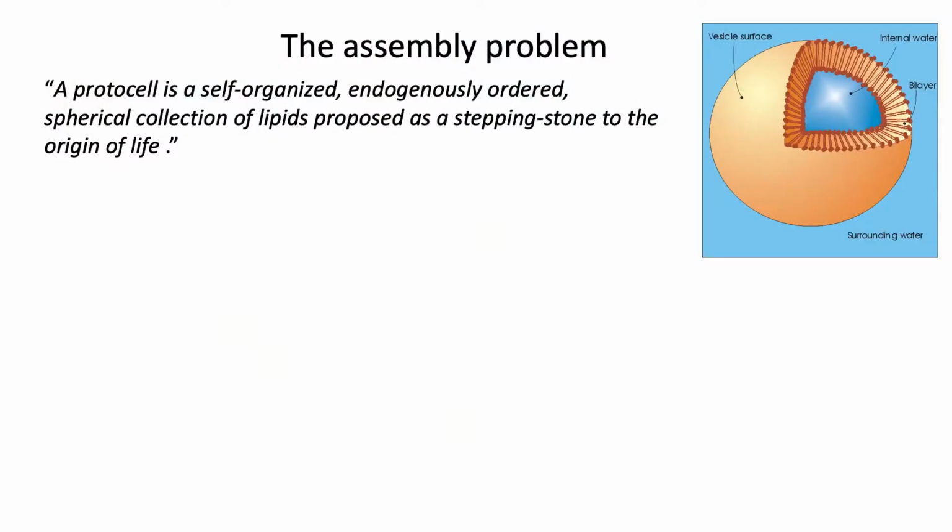Now you have to assemble it. So say we had the molecules, how can you get them to assemble? So here are the assembly experiments. A protocell is a self-organized, endogenously ordered spherical collection of lipids proposed as a stepping stone to the origin of life. So that's what a protocell is.